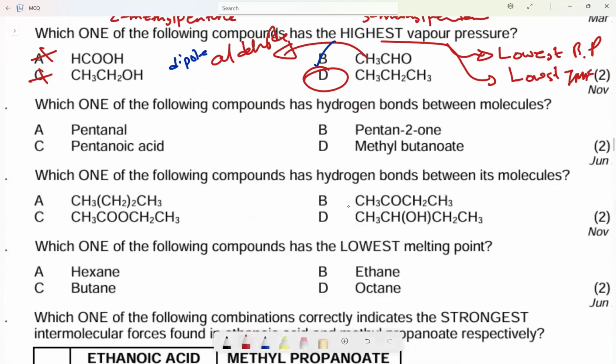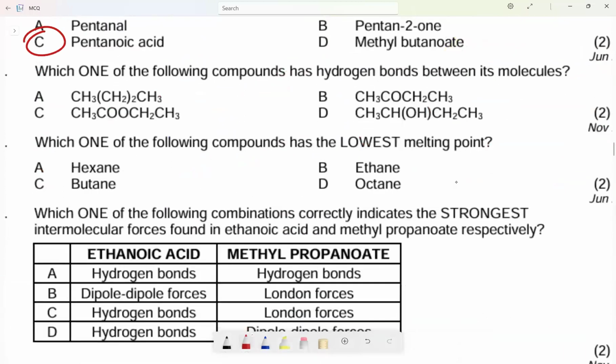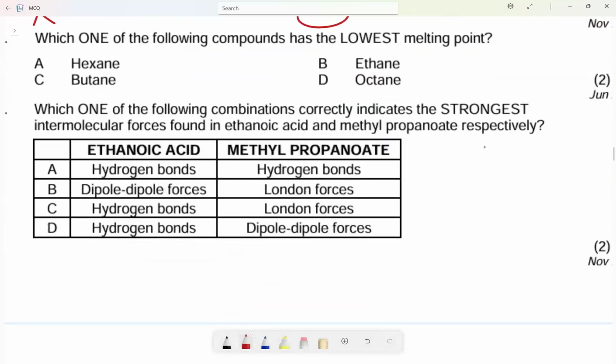Which one of the following compounds has hydrogen bonds between them? It can either be alcohol or carboxylic acid. So the answer is C, carboxylic acid. There is no alcohol. Which one of the following compounds has hydrogen bonds between them? I need to see a carbon that has OH. It should have an OH or a COOH. Can I see? No. This one, it is an ester. This one, it is a ketone. This one, it has an OH. It has hydrogen bonds. It is an alcohol.